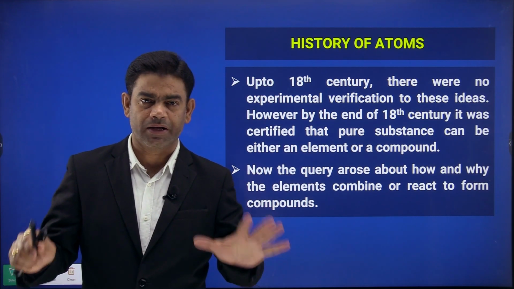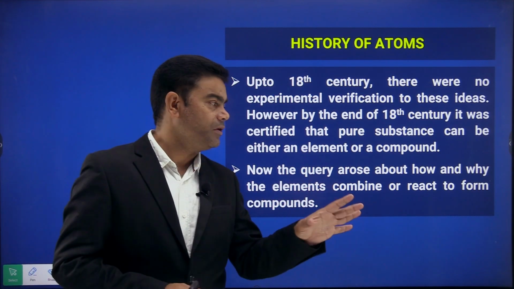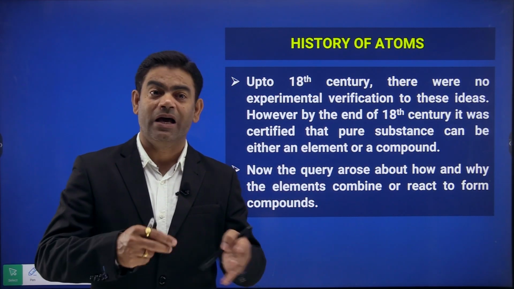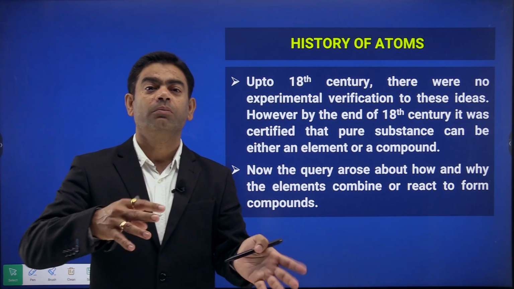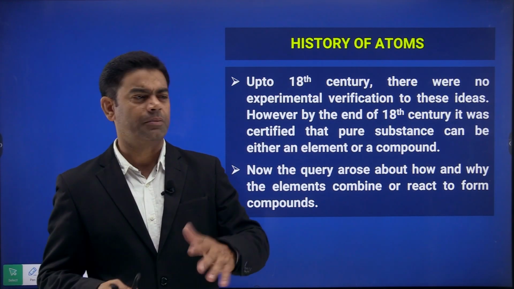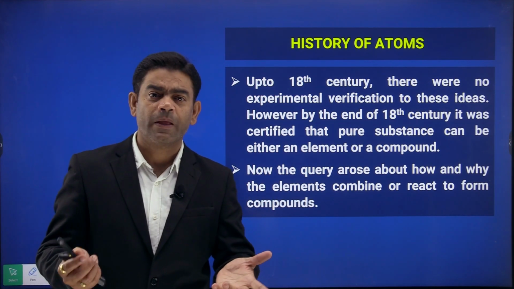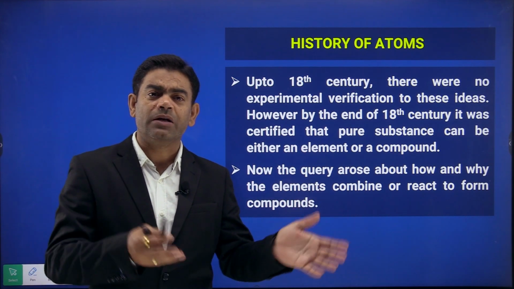Element and compound came in here. But now how and why do elements combine? Elements combine to form a compound. Two or more elements combine. We study chemical reactions, where one element combines with another element. Why is it happening? Why are they reacting? Why do elements react?